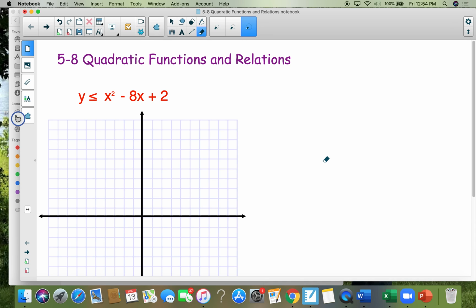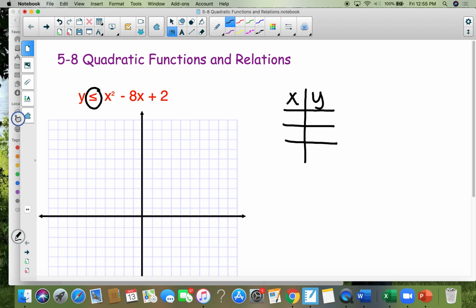Okay, 5.8, we're pretty much doing the same thing that we did in 5.1 and 5.7. The only difference is it's not an equal sign anymore, it's an inequality sign. So I'm gonna talk about that in a minute. What we're gonna do is do what we just did in 5.7. We are gonna find 3 points.